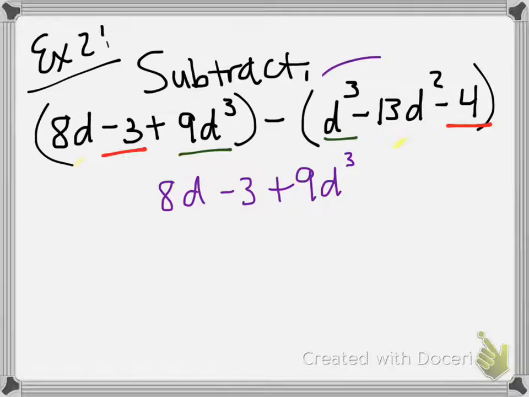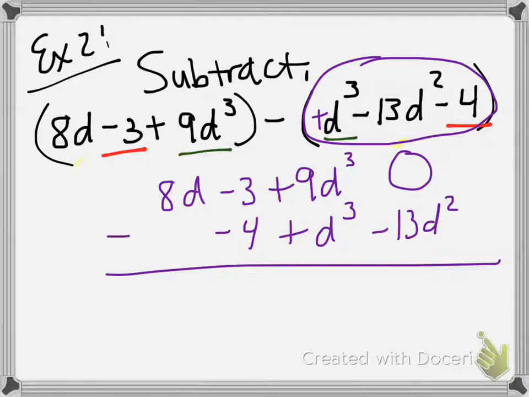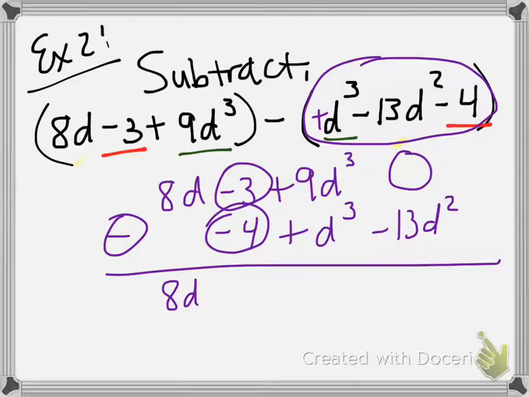When I subtract the second polynomial, I'm going to line these up. So d cubed goes under 9d cubed, and since d cubed is positive, I'm going to put it as a positive number. Minus 13d squared, I'm putting over here at the end because it doesn't have anything to line up with it. Then the negative 4 lines up under the negative 3 because they're both numbers or constants. Now, keep in mind we're going to be subtracting. So 8d minus nothing is 8d. Negative 3 minus negative 4, since you have two negatives, becomes negative 3 plus 4, which becomes positive 1.